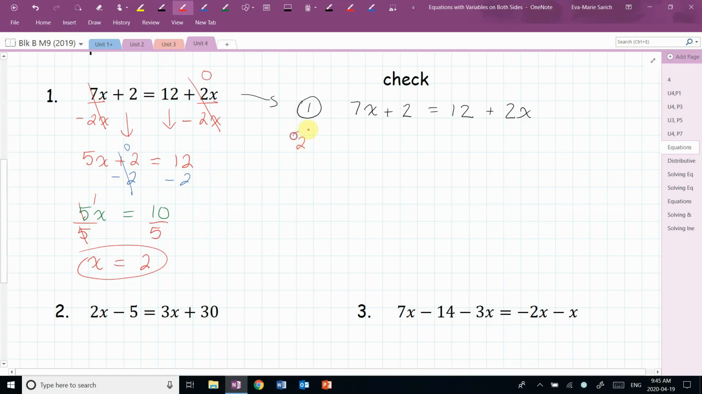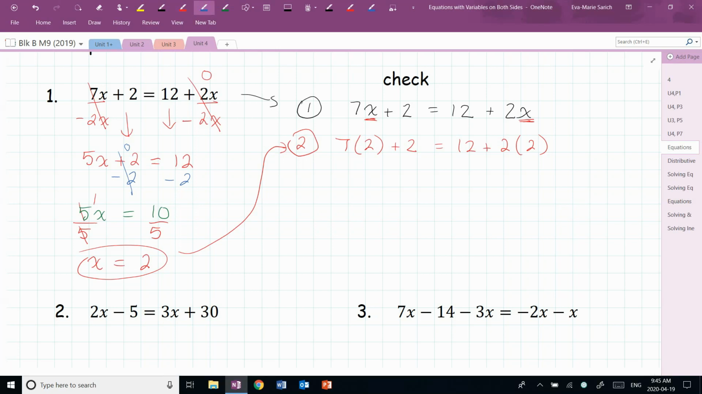The second step is to substitute. So we're going to take our 2 and we're going to put it in wherever we see an x. Remember to use a bracket. So 7 bracket 2 plus 2 on the left, and 12 plus 2 bracket 2 on the right. So we've substituted in the answer to where we see the x's. Now we use BEDMAS. Okay, and we're just going to calculate left side, calculate right side.